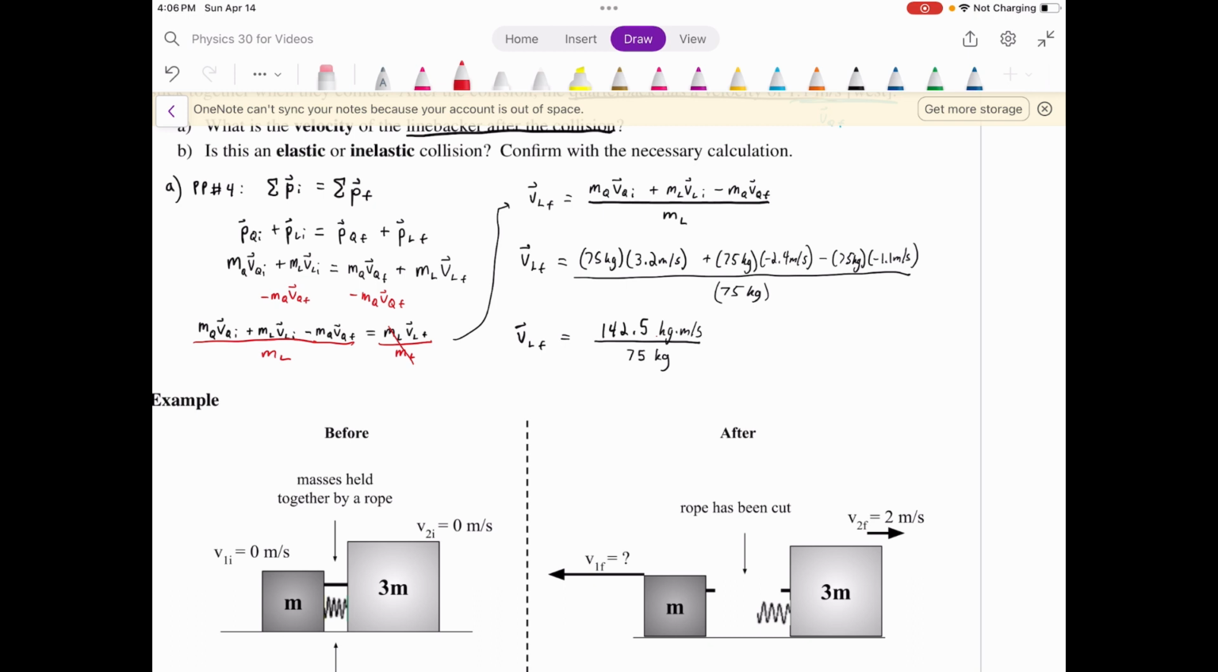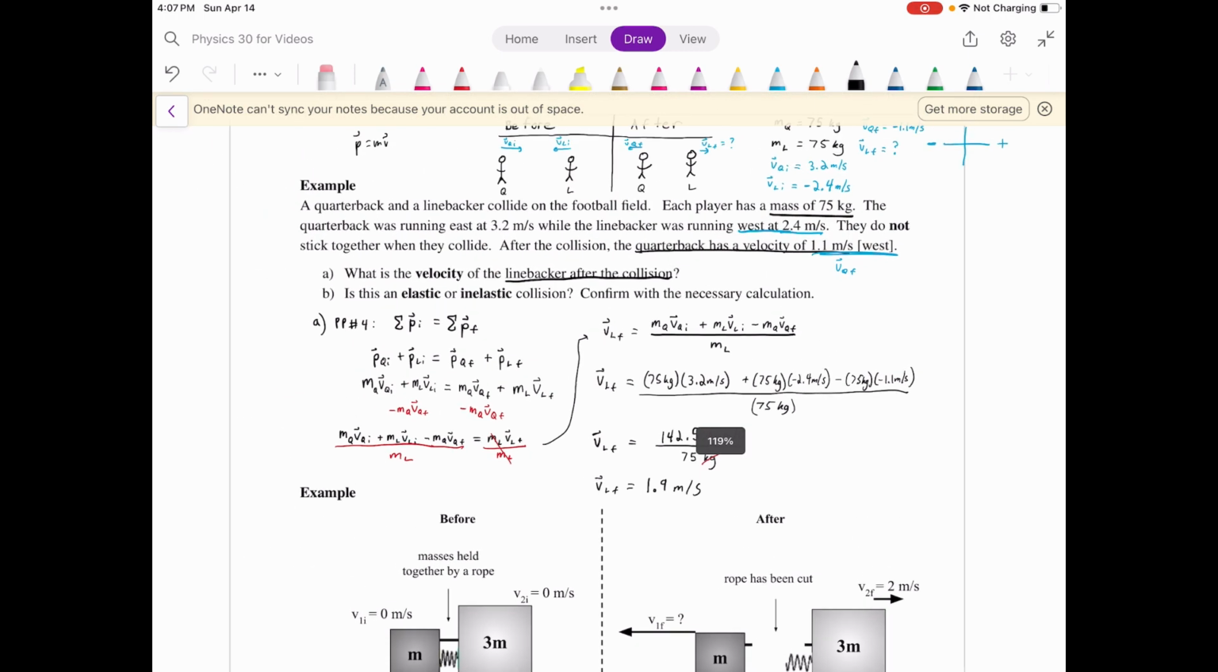Sure enough, kilograms over kilograms, we're going to be left with meters per second. That's a good sign because we know that we're looking for a velocity, so we should be getting units of meters per second out. And then when I calculated 142.5 divided by 75, I got that the velocity of the linebacker final is going to be positive 1.9 meters per second.